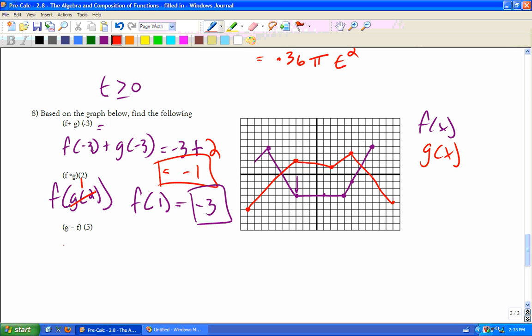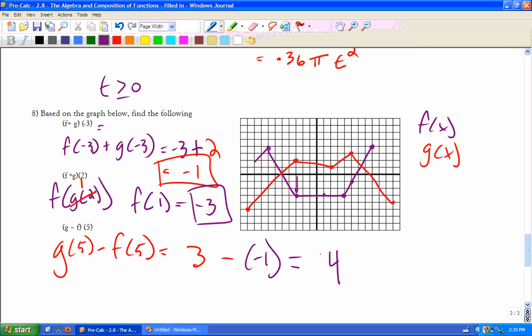G minus f of 5 is g of 5 minus f of 5. G of 5, again, our red function, will be 1, 2, 3, 4, 5. It looks like we're up 3. Minus f of 5 looks to be about negative 1. 3 minus negative 1 becomes 3 plus 1, which is 4.